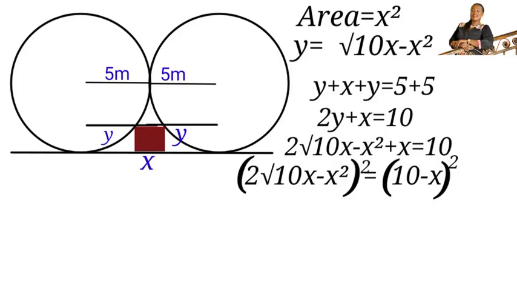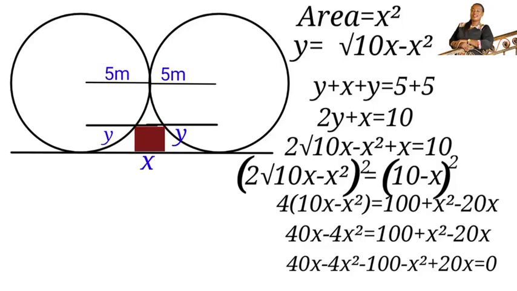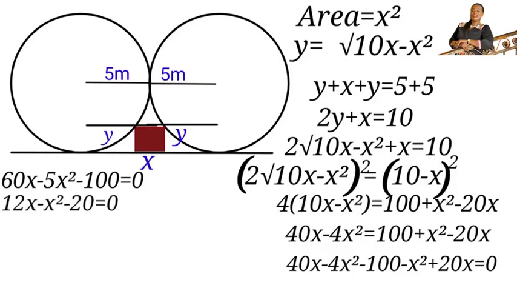So when we square both sides, the square root is cancelled out and we have 4 times (10x minus x squared) equals 100 plus x squared minus 20x. So when we open up the bracket on this side, we have to move the expression to the left. So when we move the expression to the left, we have this, and then we collect like terms. When we collect like terms, we have this. Now let us divide both sides. When we divide both sides, we have 12x minus x squared minus 20 equals 0.